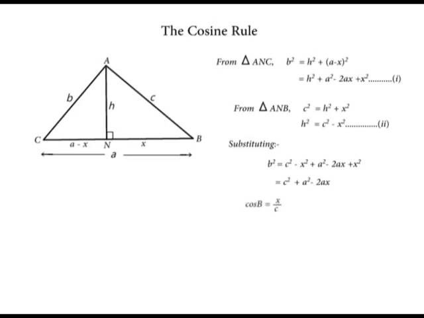Cos B is equal to X over C. Therefore, X is equal to C cos B. That means B squared is equal to C squared plus A squared minus 2AC cos B. In the same way, it can be shown that C squared is equal to A squared plus B squared minus 2AB cos C, and A squared is equal to B squared plus C squared minus 2BC cos A.